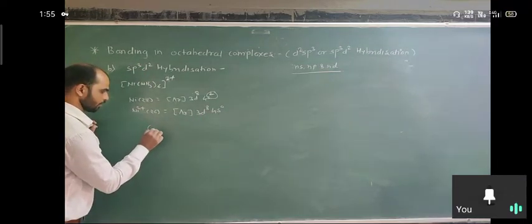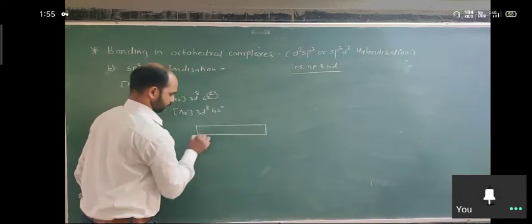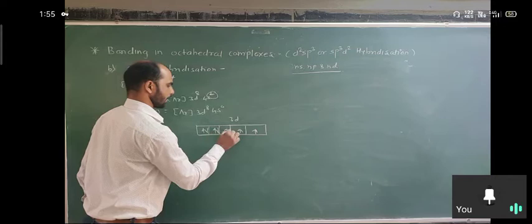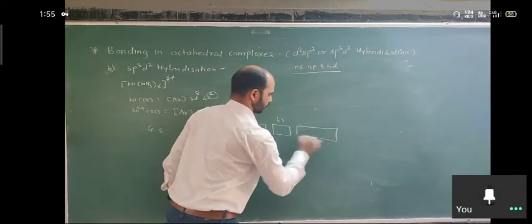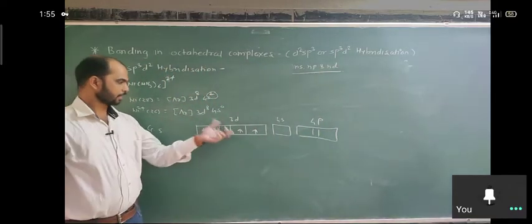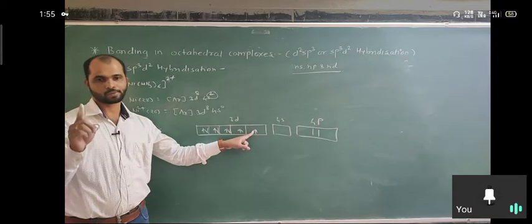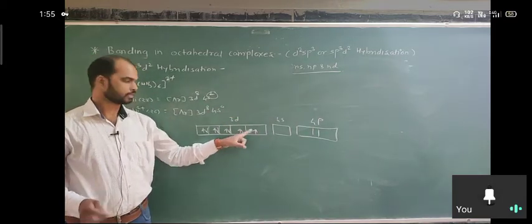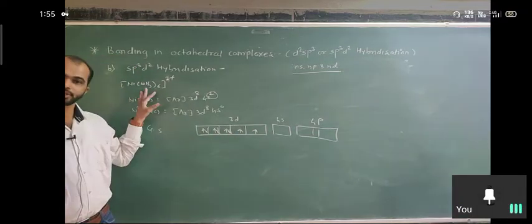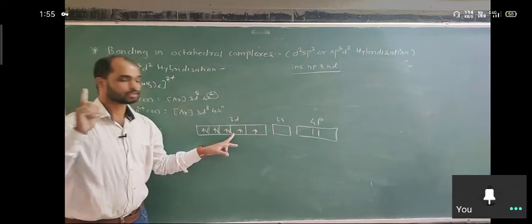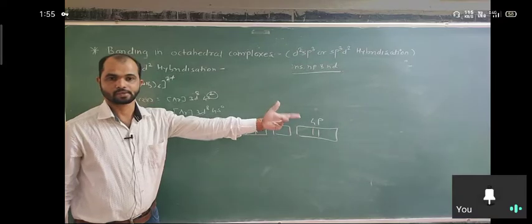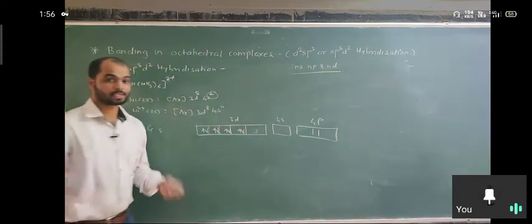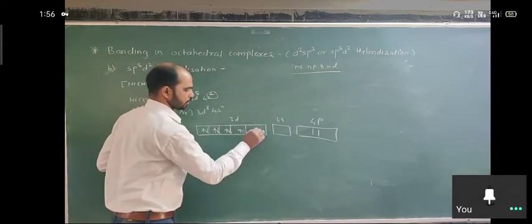When you draw the ground state configuration, there is 3d 1 to 8, then 4s, then 4p. Look here to see whether pairing is possible. If pairing happens, only one orbital becomes empty, so pairing is not useful. Even though NH3 is a strong ligand, pairing cannot make two orbitals empty. We need two empty orbitals because this is a coordination number 6 complex. So there is no pairing; use the next d orbital.